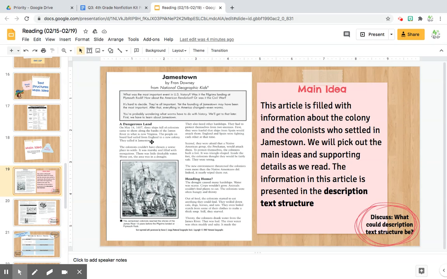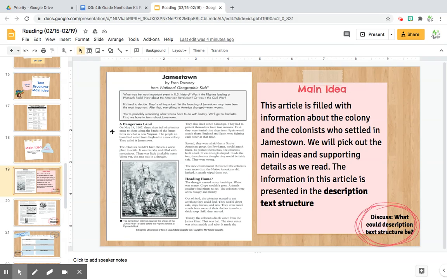So one more time, you can see here that text structure. Okay, I said heading home. We're going to start with the dangerous land first before looking at the next section on heading home. Now, after I read a dangerous land, I want you to think about, what did we just read? What can we determine as the main idea or the big idea? Ask yourselves, who and what did I just read? All right, let's follow along.